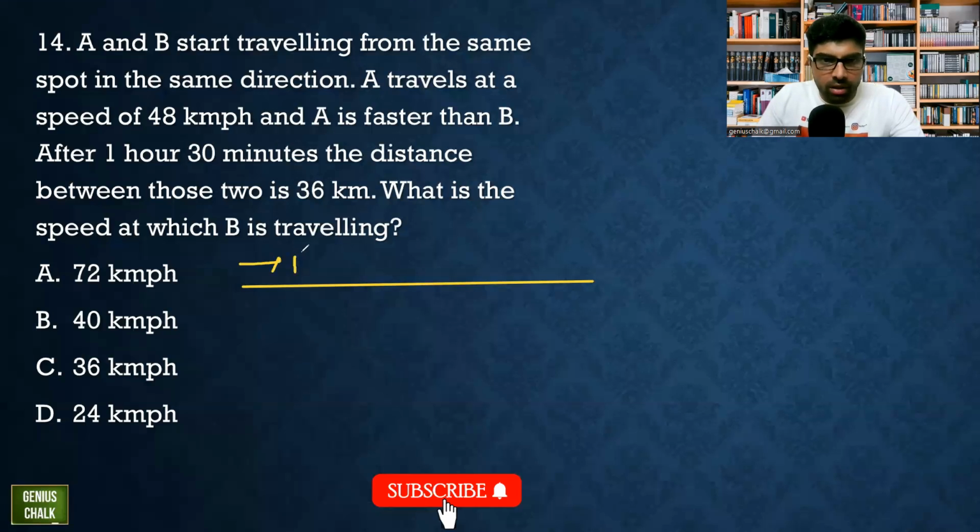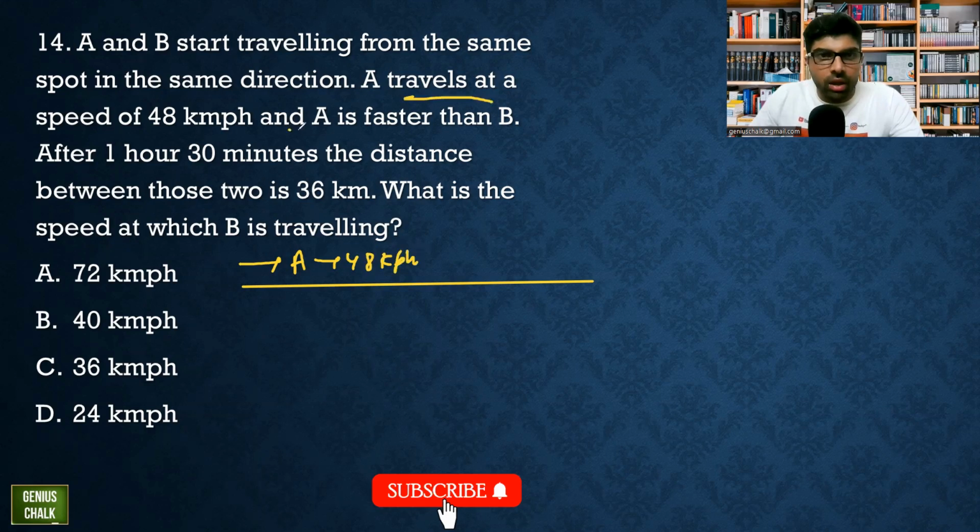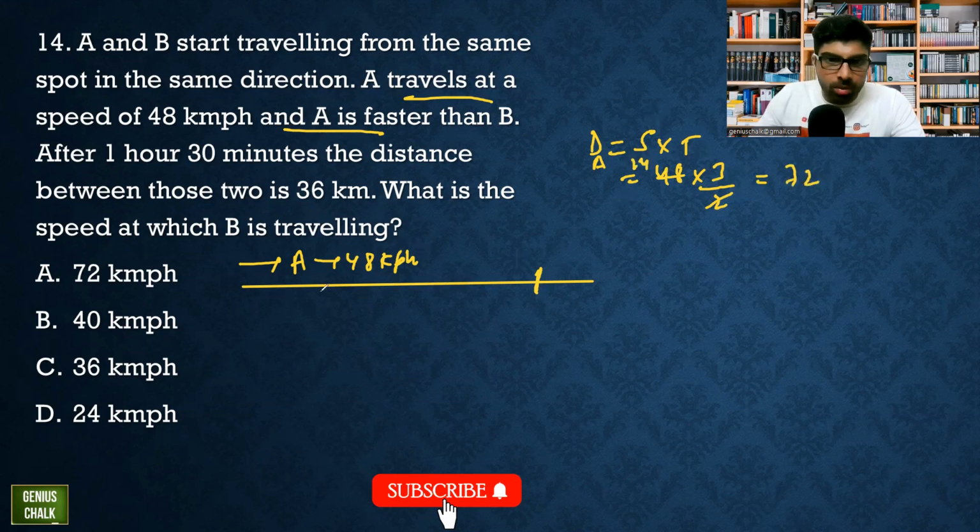So A started. A travels at a speed of 48 kph. A is faster than B after 1 hour 30 minutes. So can you say how much distance A will cover in 1 hour 30 minutes? So distance will be speed into time. Distance of A, speed is 48, 1.5, that is 3 by 2. So 72 kilometers he will travel. So A has traveled and come over here. This is the new position of A now.